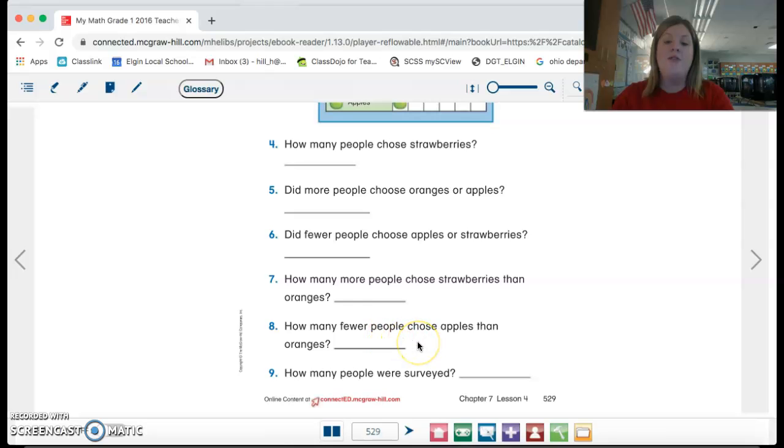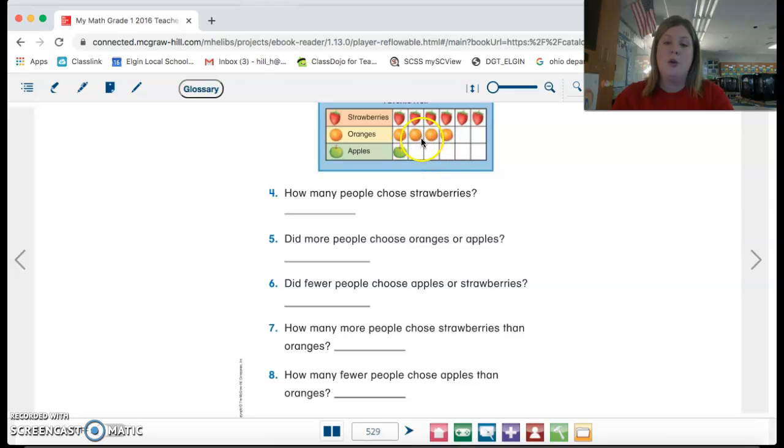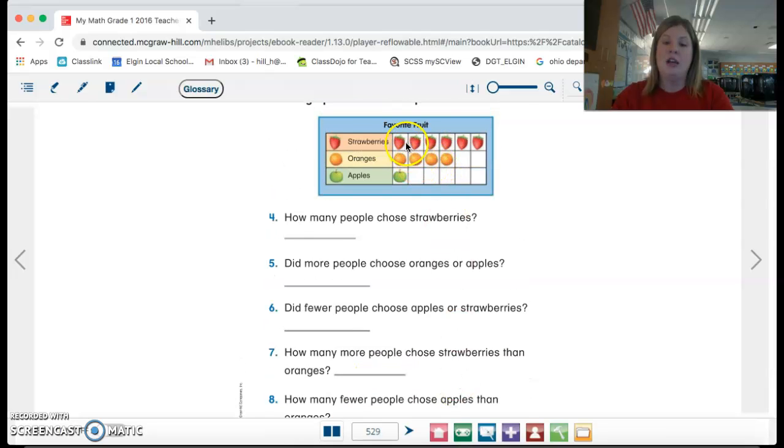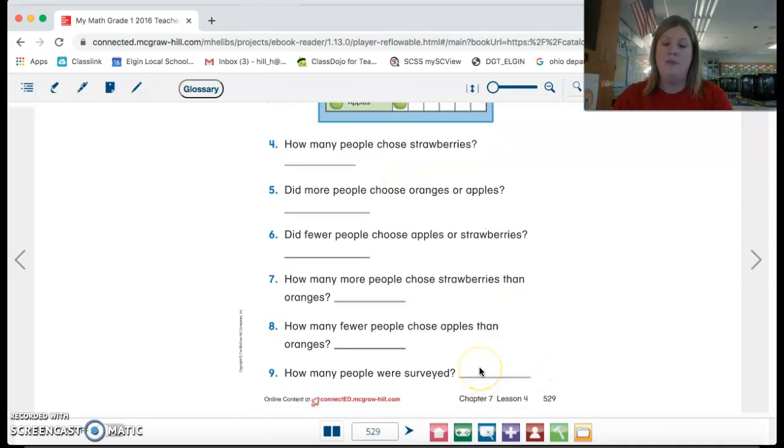Number 8 says, how many fewer people chose apples than oranges? So if I were to bring down these numbers, how many fewer people chose apples than oranges? Apples has 1, 2, 3, 3 fewer than oranges. And then at the bottom it says, how many people were surveyed? So you're going to count all of the fruit, and you're going to put that number on number 9. Remember, you were doing that part on your own, so if you need to, go back and listen to some of the things that I said.